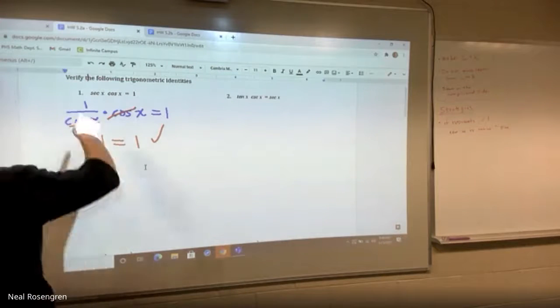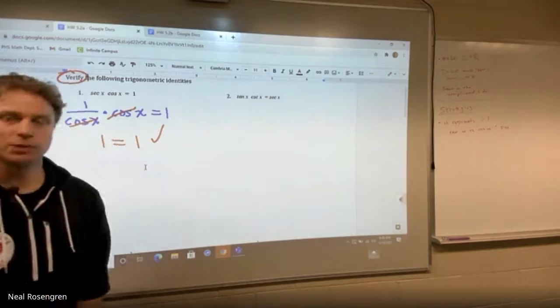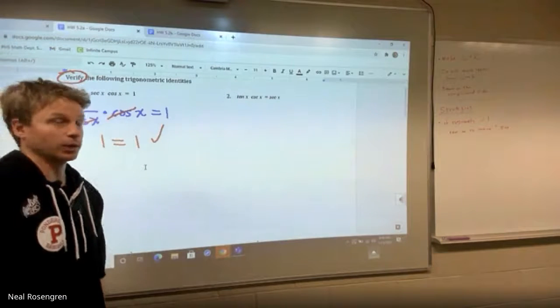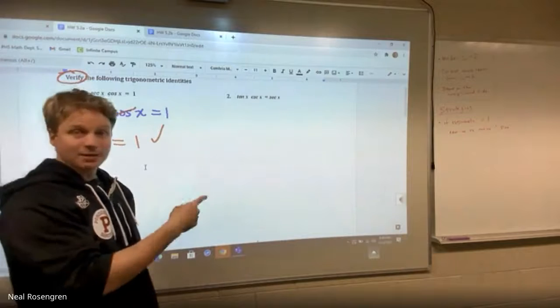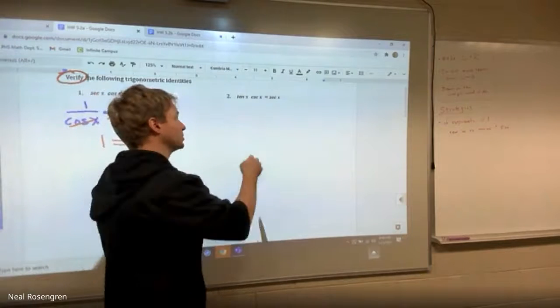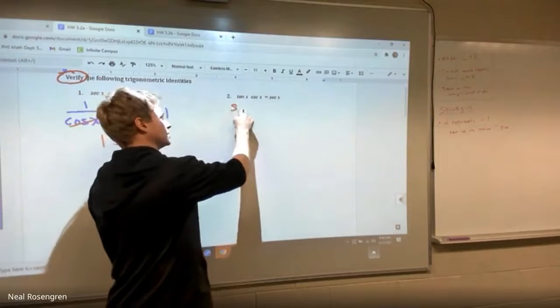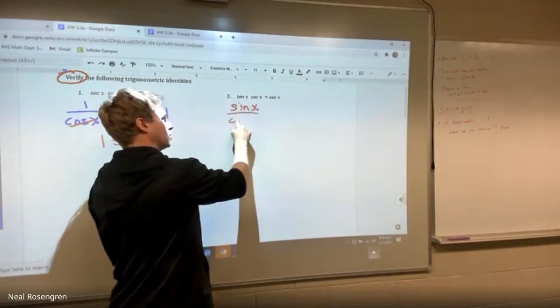I did it, right? The word verify could easily be replaced with the word prove, right? Prove the following trig identities, okay? And that same strategy worked really well with number 2 as well, right? Because we had tangent of x, so that's sine of x over cosine of x.